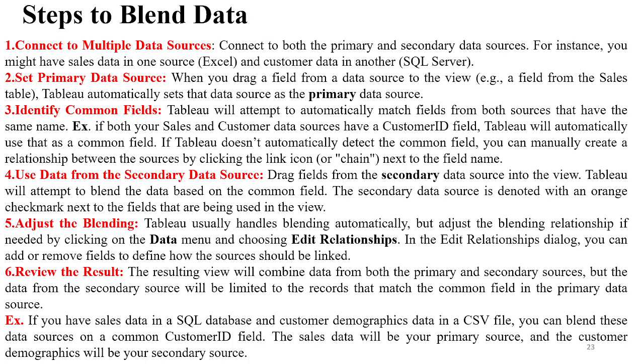Then use the data from the secondary data sources. First we select the primary data, and after that we select the secondary data. So we blend the data based on the common field. The secondary data source is denoted with an orange check mark next to the field being used for the blend. Adjust the blending. Then we have to review the results.